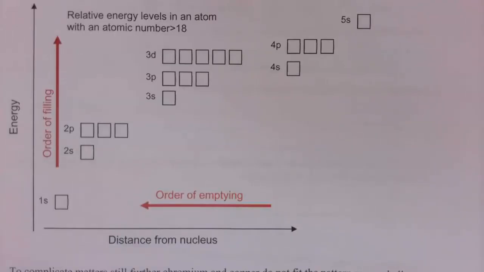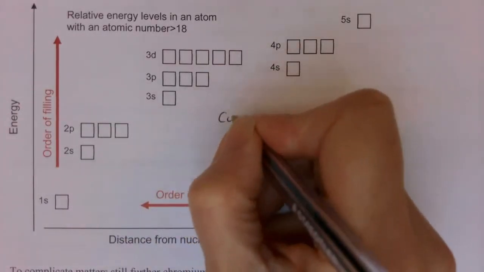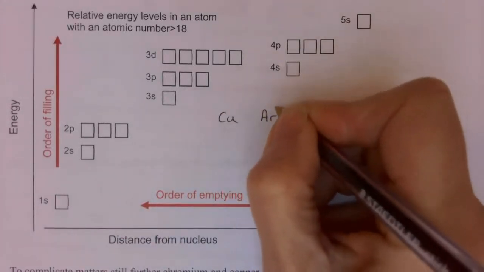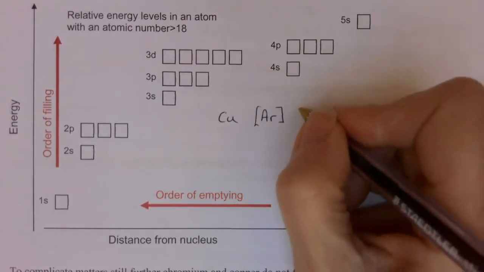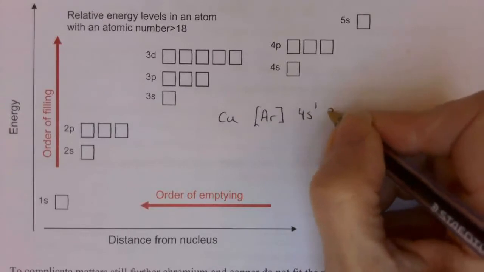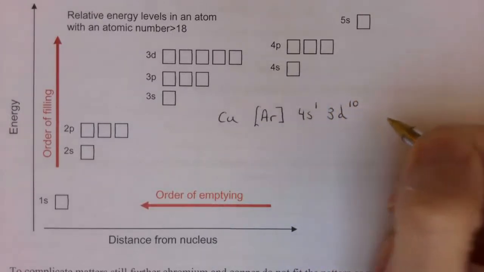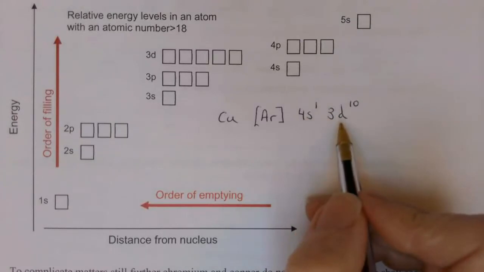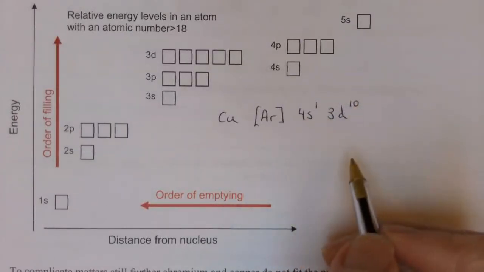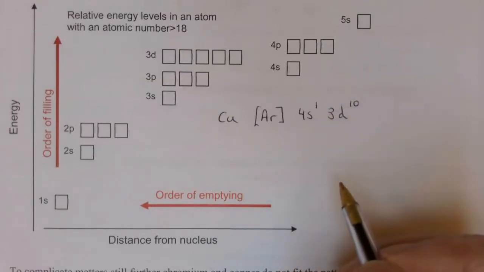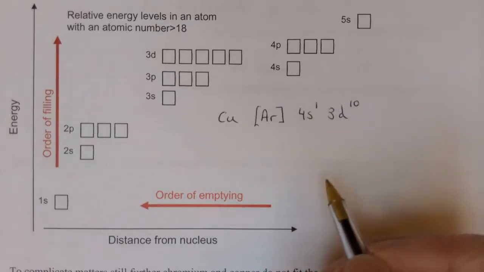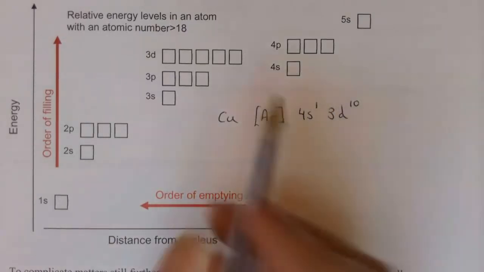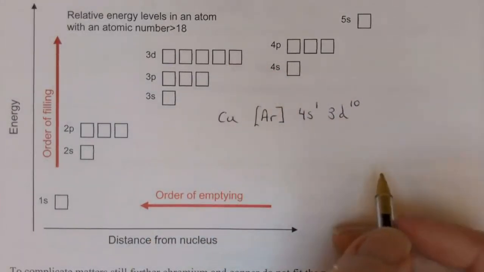There is one complication to this, and this is chromium and copper. So if we look at copper, Cu, and I'm going to use the abbreviated notation of argon, and then I'm going to add on 4s1, 3d10. You would have expected it to be 4s2, 3d9, but by having a complete d orbital, that allows me to stabilise the atom, shields the nucleus more effectively. So that's slightly less energy and it's slightly more stable. And I can do that because the 4s and the 3d are so close in energy.